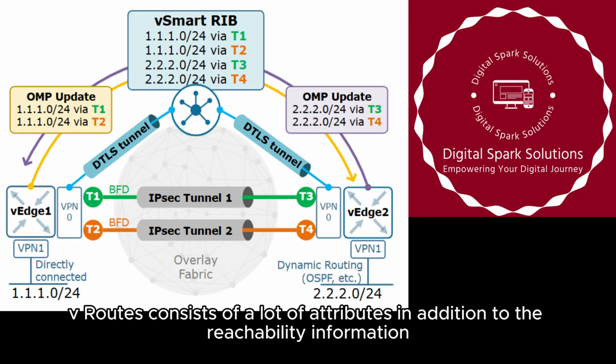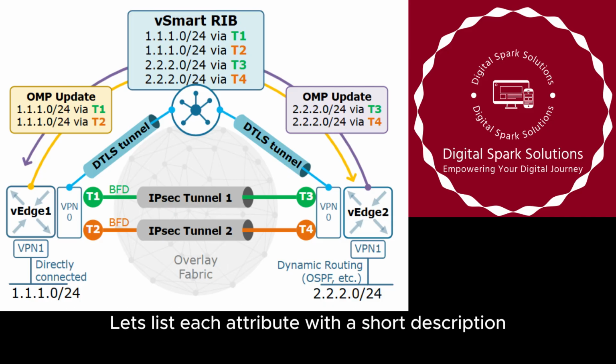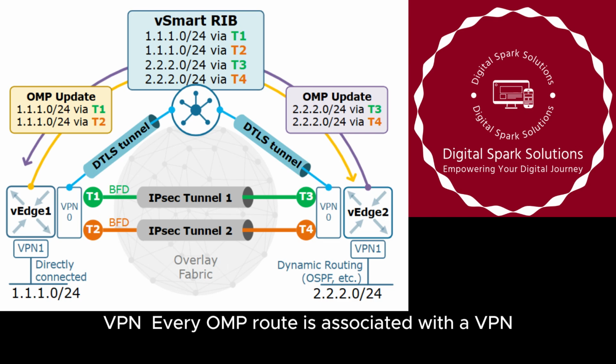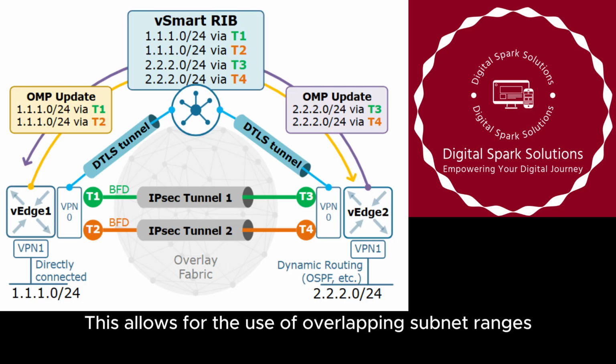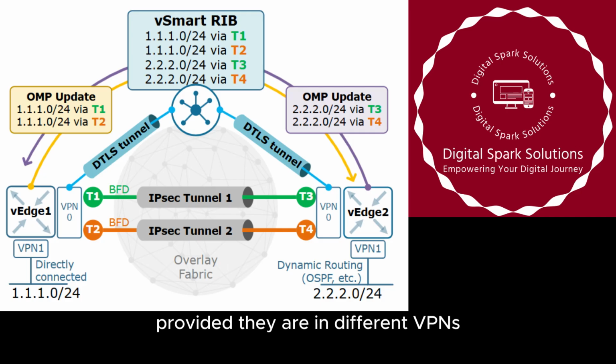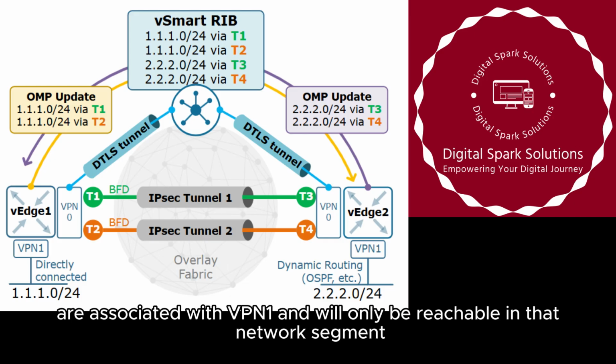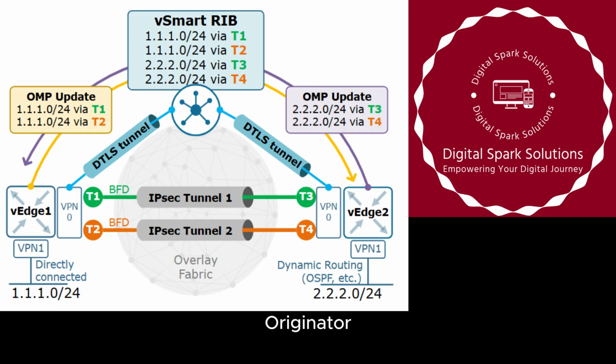vRoutes consist of a lot of attributes in addition to the reachability information. Let's list each attribute with a short description. VPN. Every OMP route is associated with a VPN, and every Cisco SD-WAN device keeps a separate routing table for each VPN. This allows for the use of overlapping subnet ranges, provided they are in different VPNs. In the example above, both subnets 1.1.1.0/24 and 2.2.2.0/24 are associated with VPN 1 and will only be reachable in that network segment.